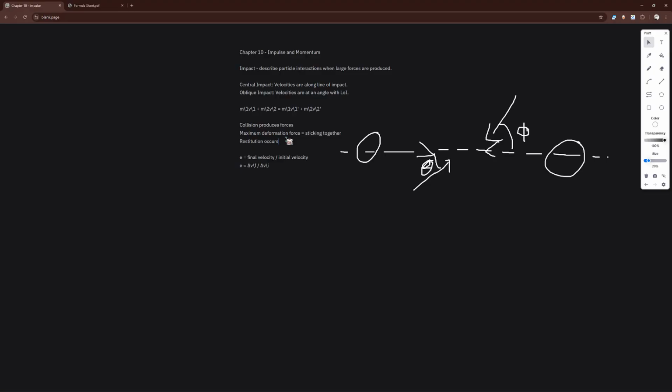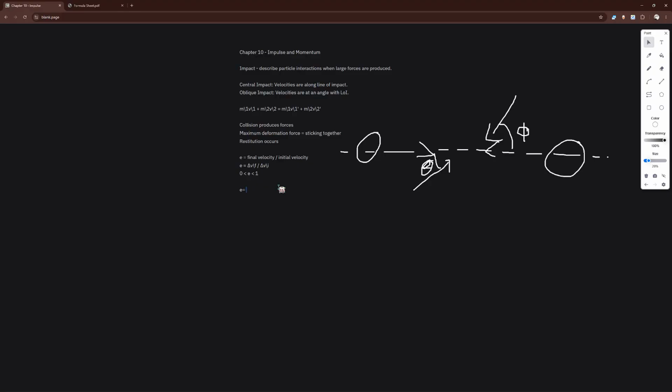So with the coefficient of restitution, we can now solve if we're missing two variables, if we have two unknowns, right? Also keep in mind that E is always between 0 and 1, right? So it's always positive, and it is between 0 and 1 at all times. So on to the next part.